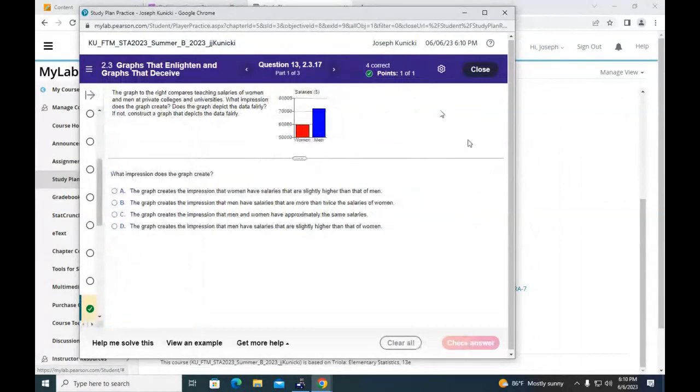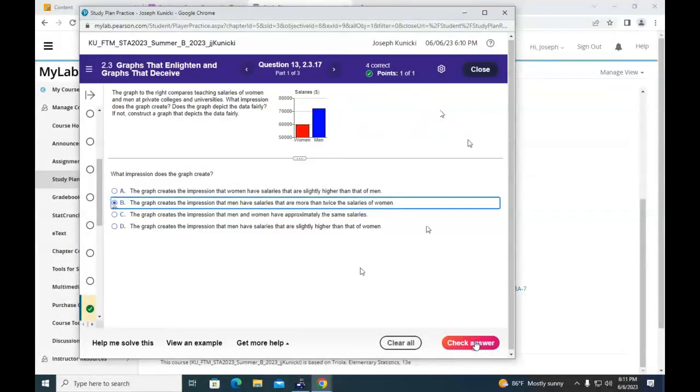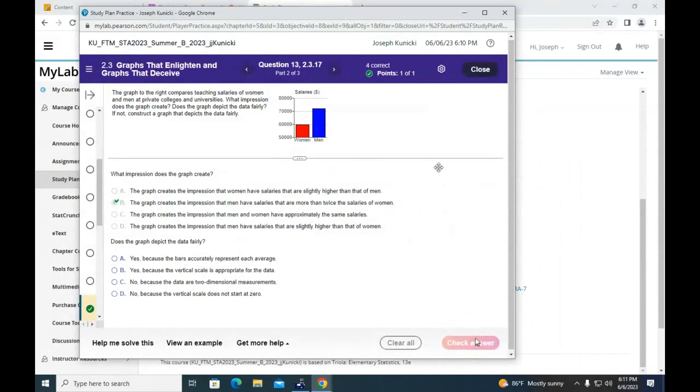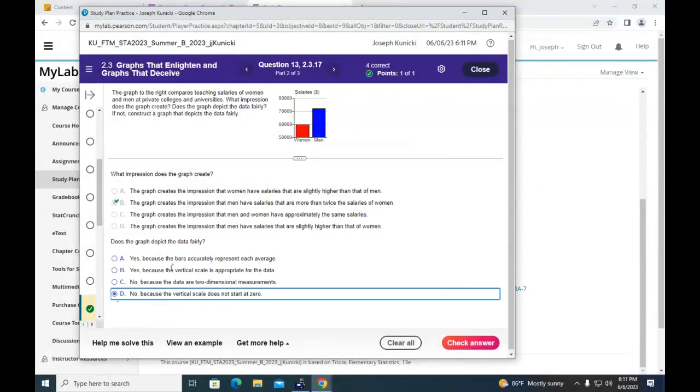What do you think's wrong with this one? It says salaries for men and women at private colleges and universities. What impression do you get when you look at that? Well, yeah, they do make more, but what's even more egregious about it? The bar looks like it's twice as big as that. So it creates the impression that men have salaries that are twice that of women. Right, but what's the problem with the graph? Why do you think that happens? Because they didn't start at zero. They're starting at 50,000.